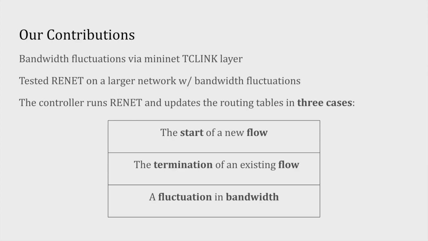Firstly, regarding our contributions, how did we do bandwidth fluctuations? We used the Mininet TC link layer. We also tested these bandwidth fluctuations on a larger network than the paper. Finally, when the controller runs RENET, it only updates the routing tables in 3 cases: the start or termination of a flow, and a fluctuation in the bandwidth. And the flows whose routing tables we update are always a strict subset of the total flows, to be efficient.